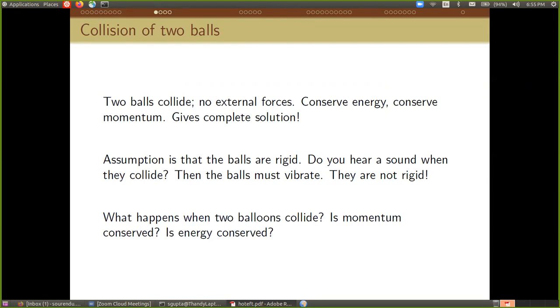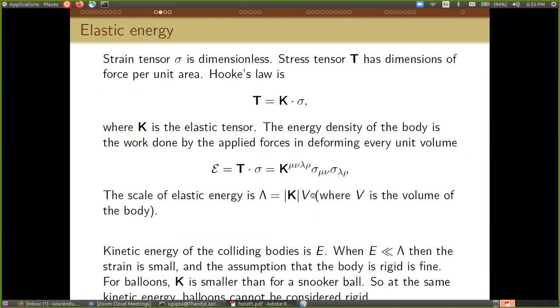So what happens? Is momentum conserved? Is momentum conservation breaking down? Is energy conservation breaking down? We don't believe that's what's happening. So what's happening here? What's happening is that we have neglected exactly this elastic energy that every body has. For balloons, that's very important. For billiard balls colliding, the sound that you hear tells you that there is some elastic energy. So let's think about that.